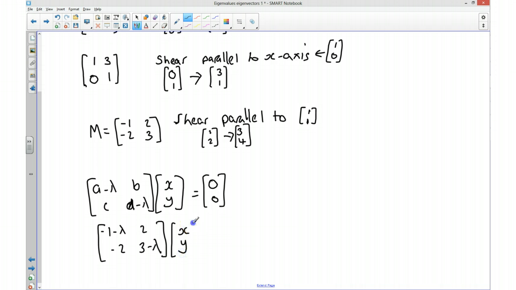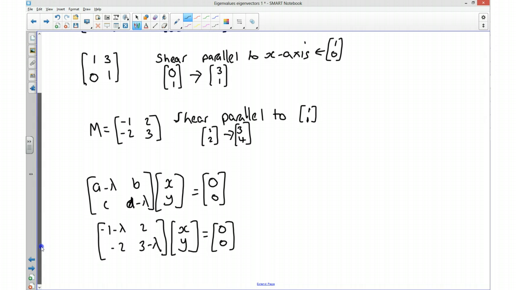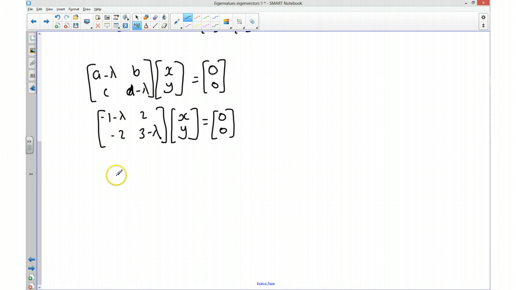Okay, and if you remember back to the last lesson, we don't want the determinant of this to be anything but 0. Okay, so we want this to be singular. So I'm now going to make the determinant of this equal to 0, and that's going to give me my characteristic equation, and hopefully I will be able to use that to work out what my eigenvalues are.